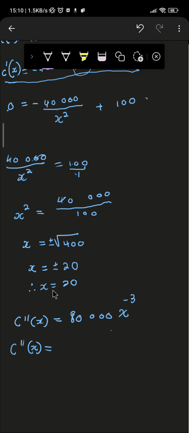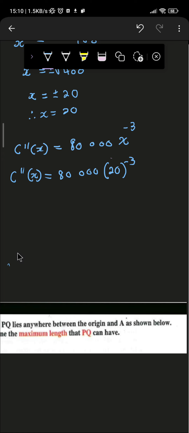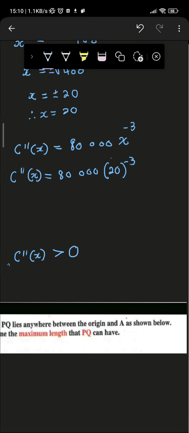Right, to see if the value of x is indeed a minimum, we substitute the value of x that we have found. So here we're going to write 20 to the power negative 3. I want to write something here for you. Remember, if we apply a second derivative and we substitute the value of x, we get a number that is greater than 0, it means our answer is a minimum. But if we get one that is less than 0, it means our answer is a maximum.